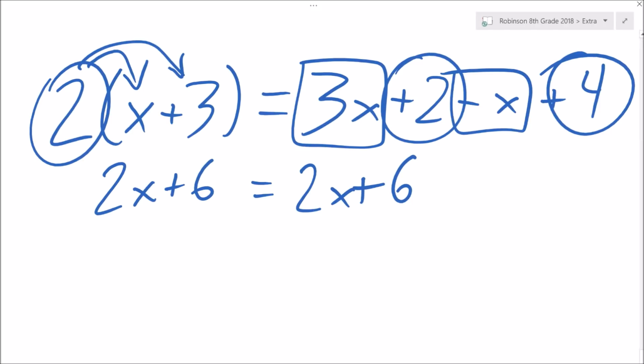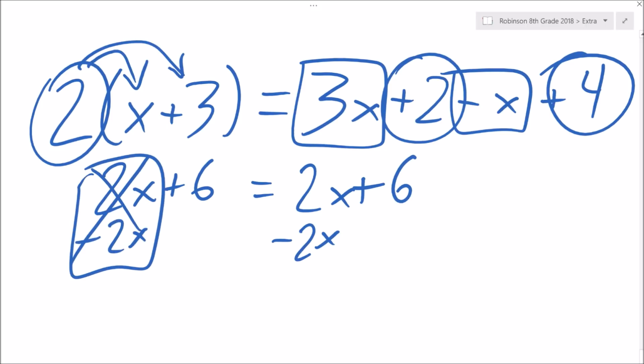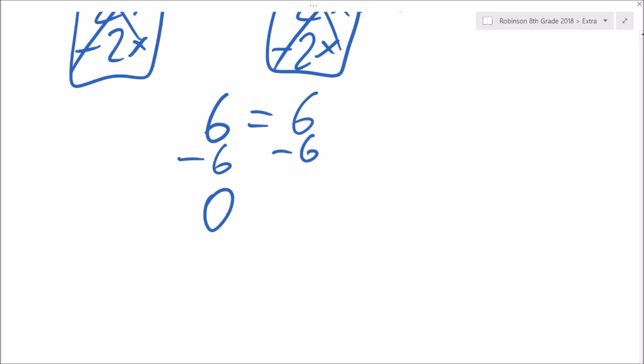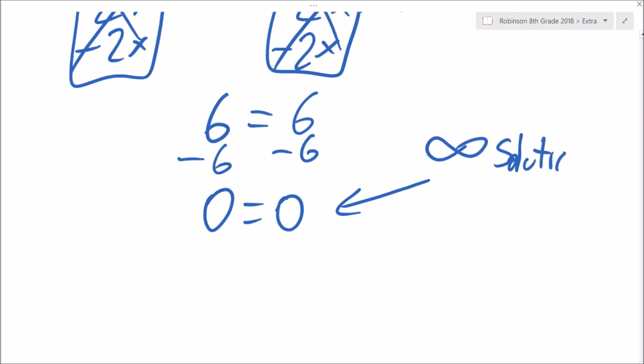I'll treat it just the same and move all of my x's to the left side while moving all my numbers to the right side. When I subtract 2x from both sides, it cancels out over here, and it also cancels out over here. Okay, so that's a little weird, but let's keep going. I end up with 6 equal to 6, and I want to move that to the right side, so I'll subtract 6, and that means I subtract 6 over here, and that gives me 0 is equal to 0. When we get down to something like this, this means that there are infinite solutions.